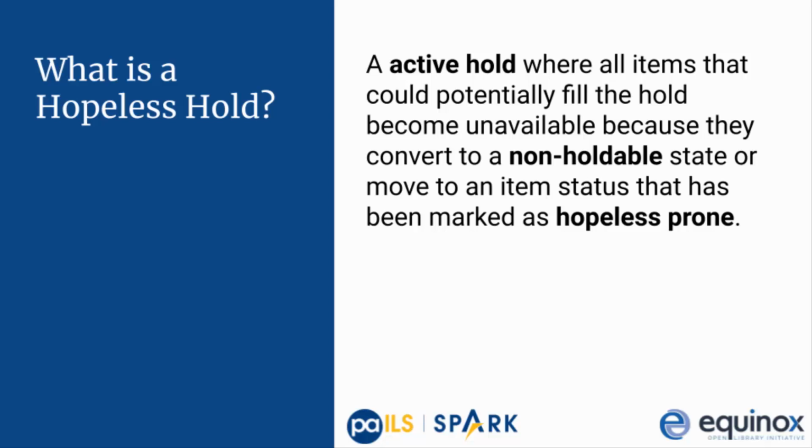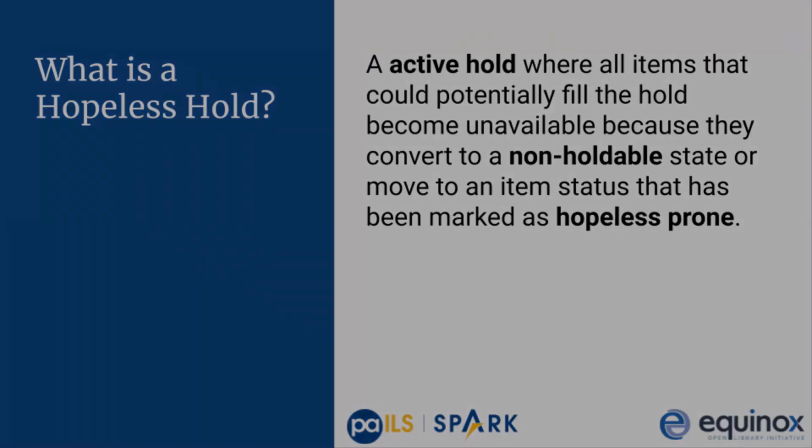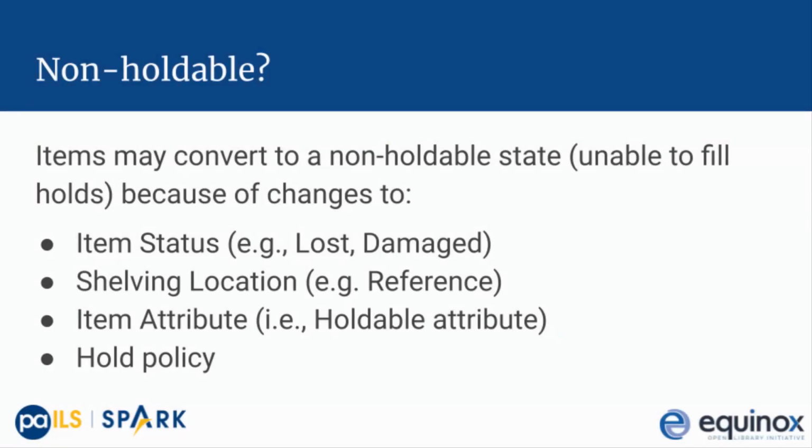A hopeless hold occurs when there's an active hold request, but all of the copies that could potentially fill the hold have either converted to a non-holdable state or are in an item status that has been defined as hopeless prone. Statuses like lost or damaged are generally not holdable, so if items are marked lost or damaged, they're no longer eligible to fill holds. Items may become ineligible because of changes in item status, shelving location configuration, individual item attribute, or hold policies.